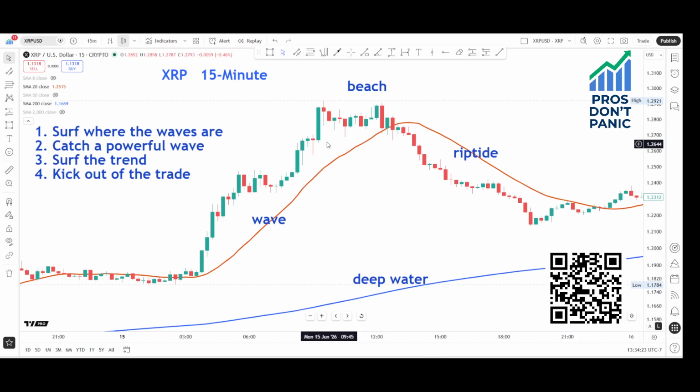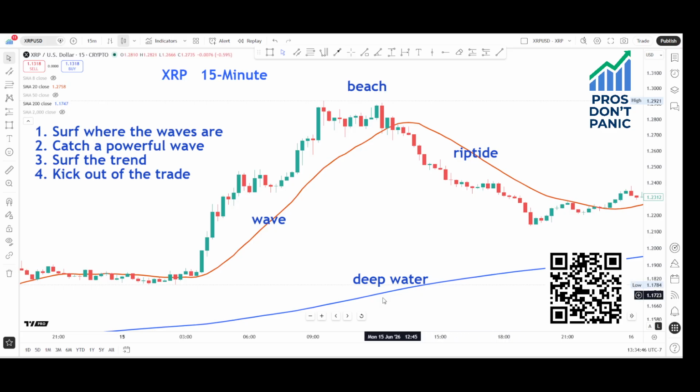All right, traders, this is XRP on the 15-minute chart, and I want to go through how you could have traded this market both directions using what I call the trend surfing process. It's a process I developed to really simplify your trading and solve many of the problems. Many of you are getting in late, you're staying in when you should be out, and you're not maximizing your profit. So let's go through the process real quick.